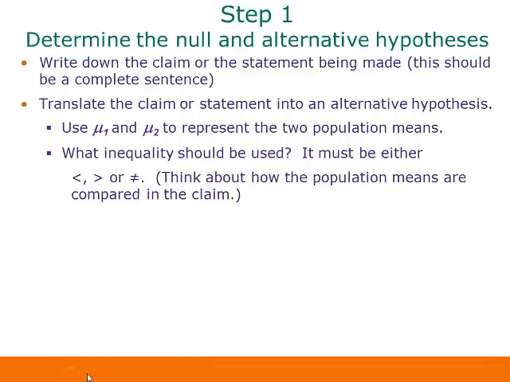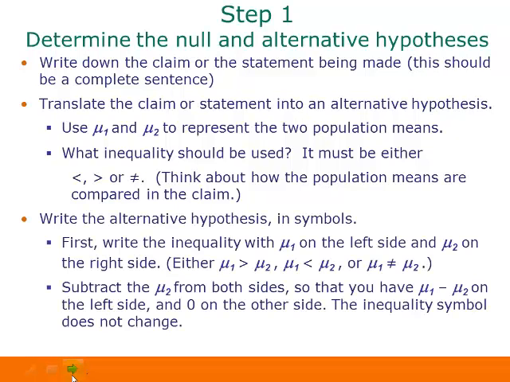This one's a little bit different because when we go to translate this into an alternative hypothesis, we actually have two parameters. We have the mu1 and the mu2 that represent the two population means. We're still looking at using an inequality, so we have to figure out whether it's going to be a less than, a greater than, or not equal to. And here's where it gets just a little bit different. When we go to write down our alternative hypothesis, we're going to write it down one way, and then we're going to use algebra a little bit to change what it looks like.